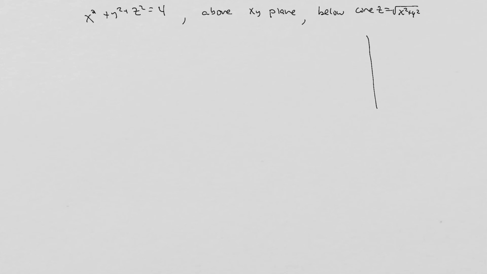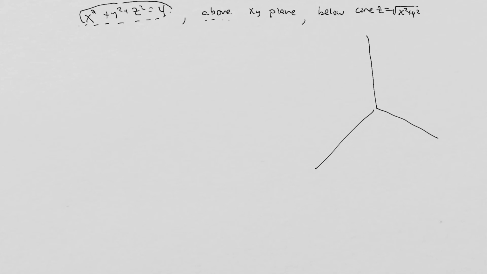Let's look at 28. So 28 says to find the volume of the solid that lies within the sphere x squared plus y squared plus z squared equals 4, above the xy plane and below the cone z equals the square root of x squared plus y squared. All right, so again, in terms of my picture, this is a sphere of radius 2, centered at the origin.